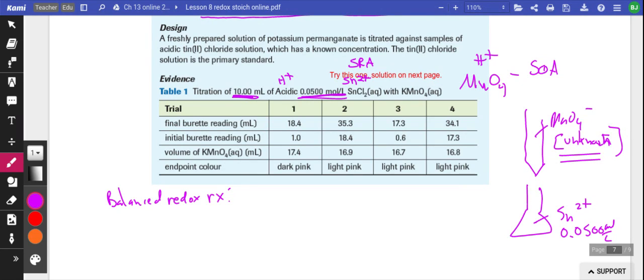Holy smokes, is that ever messy? Okay, see if you guys can do this one on your own. And if you can, awesome. You can pause the video here. Try this one. It's in your study guide on page 214, sorry. Okay, and then come back to the video and see how you did.